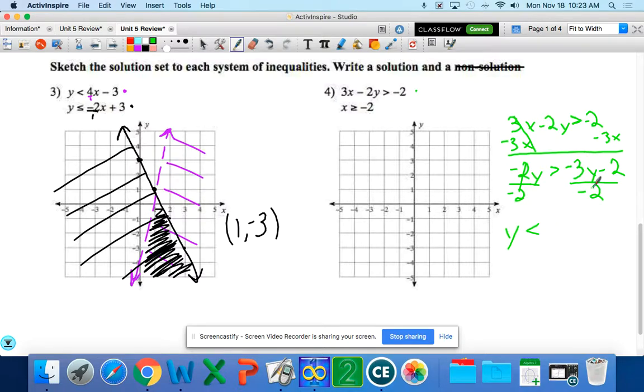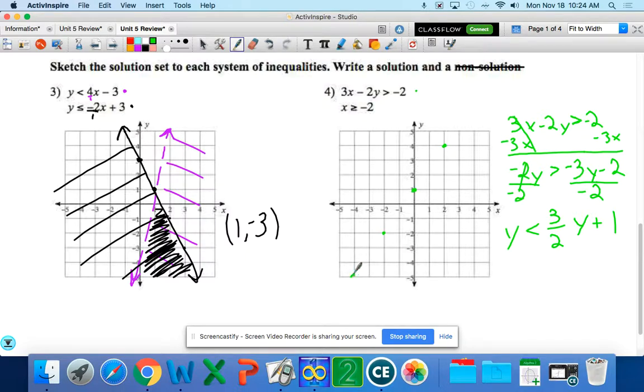-3 over -2, those don't actually divide nicely. It'd be a decimal. We don't want decimals for slope. We leave them as fractions. But the negative and negative do cancel out to make a positive. And then -2 divided by -2 is +1. So for this green equation, we're starting at 1, going up 3, right 2, or down 3, left 2.